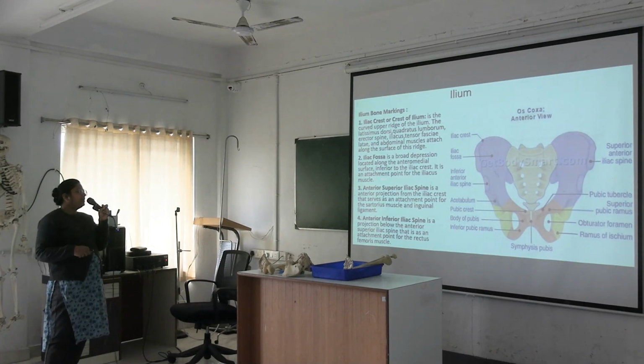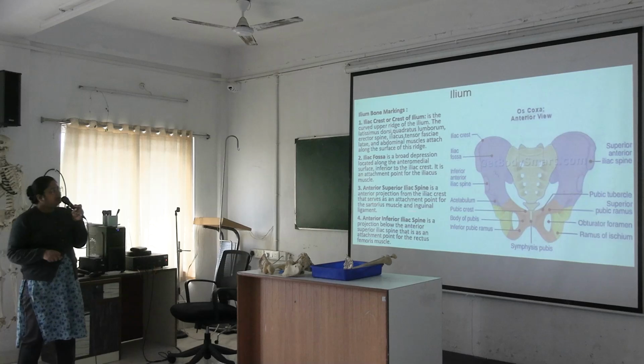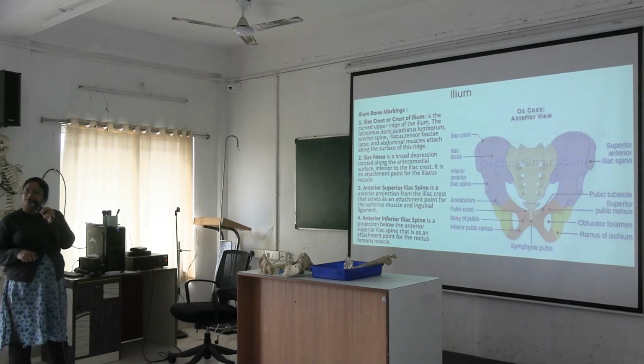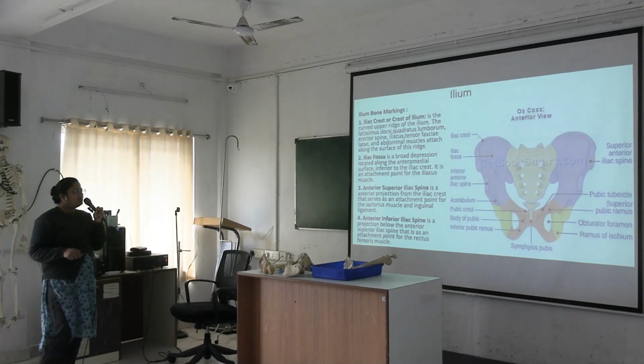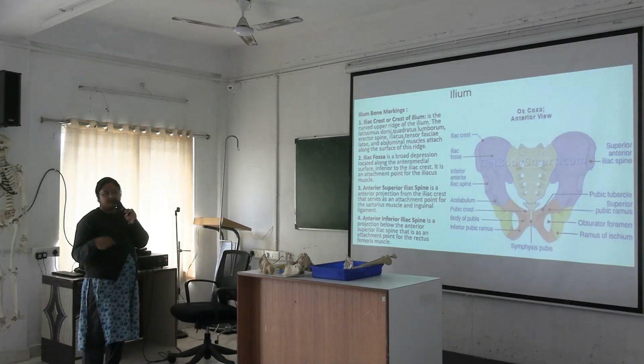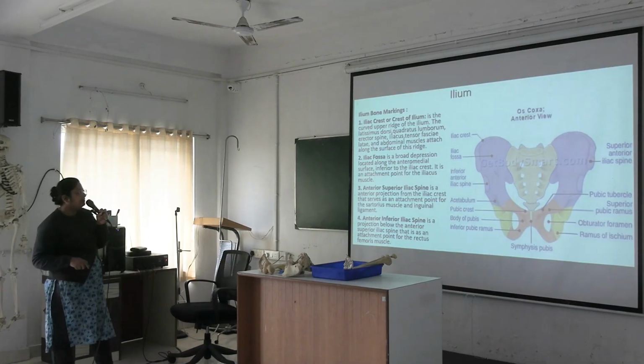So this is the anterior superior iliac spine. It is an anterior projection from the iliac crest, and it serves as an attachment point for the sartorius muscle and the inguinal ligament. Here, the sartorius muscle and the lateral attachment of the inguinal ligament.